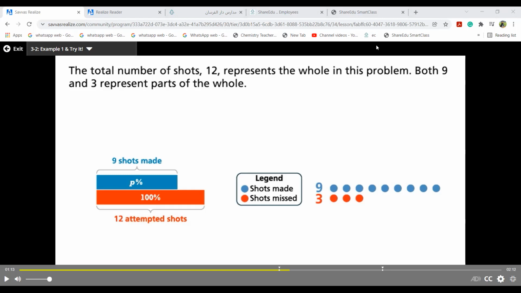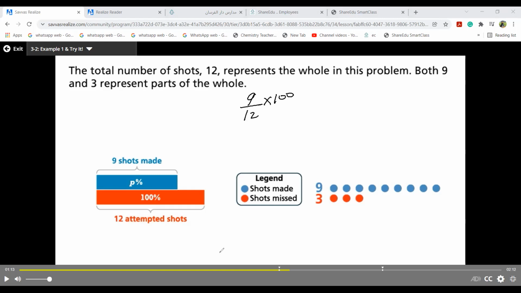Did you all understand, girls? Yes, I understood. Let's see when we solve the questions. So here there are 2 things: how much percentage I shot, I missed, and how much I got. For example, when I say 9 shots are made, so 9 out of 12 multiplied by 100.